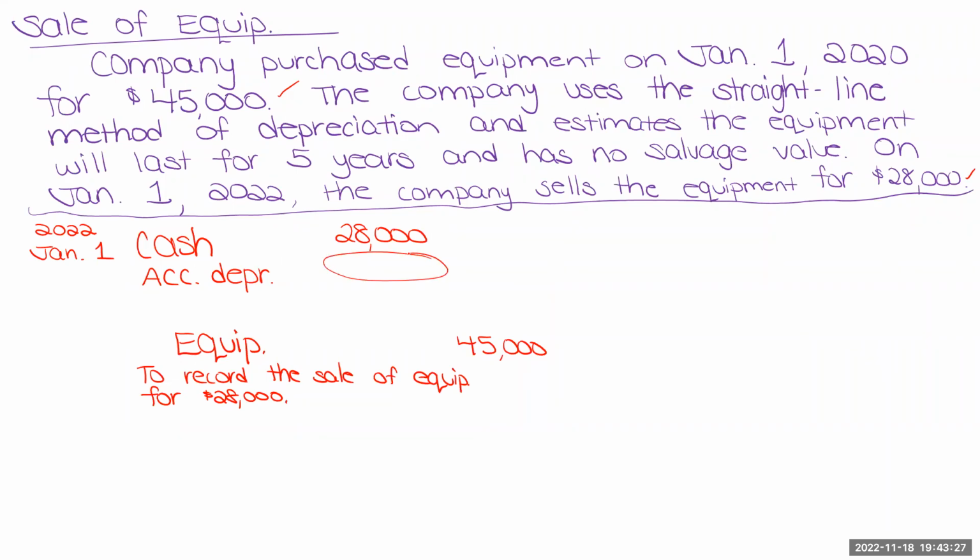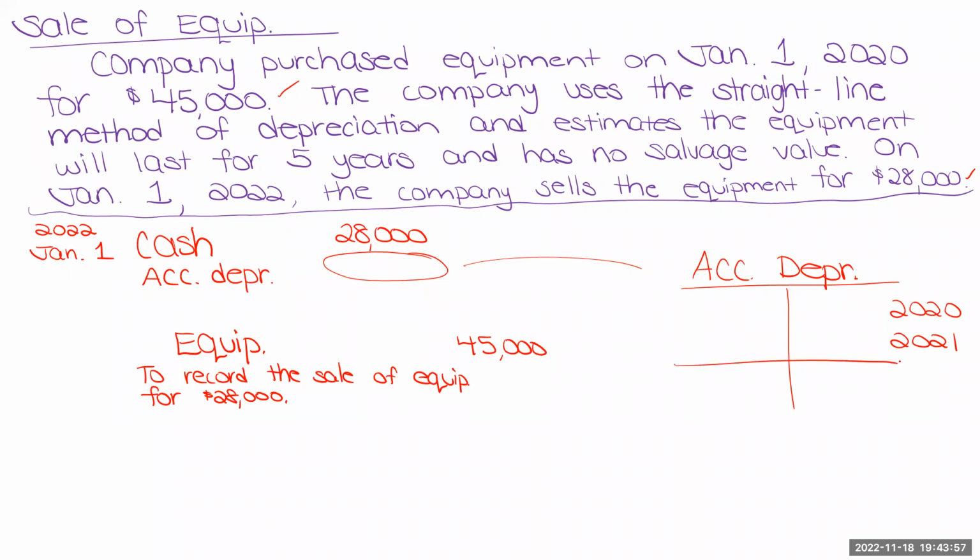Okay, the easiest way, or the way I like to set it up, is I like to do a T account for it. Accumulated depreciation, right? And as the name suggests, this account accumulates all past years of depreciation. Okay, so we owned this equipment in 2020 and in 2021. We sold it January 1st of 2022. So we didn't own it for 2022.